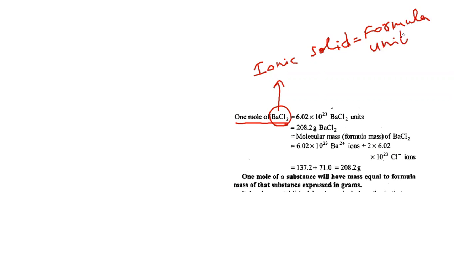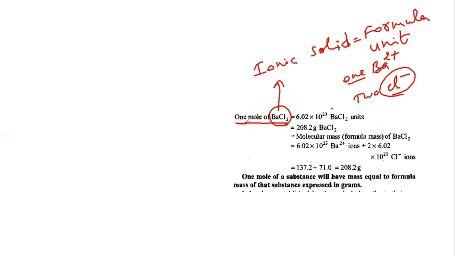So one formula unit of barium chloride means one Ba plus 2 ion, and there will be 2 Cl minus ions. So 2 Cl minus ions and one barium plus 2 ion. These totally 3 ions, one barium ion, 2 chloride ions, together will form one formula unit. So one formula unit of barium chloride is equal to 1 barium ion and 2 chloride ions.